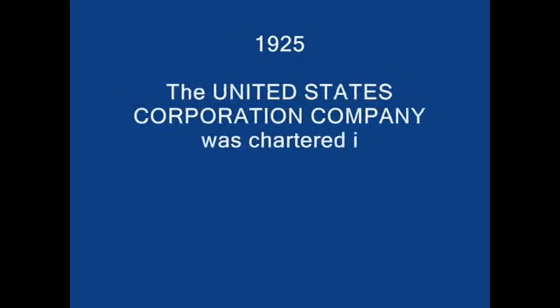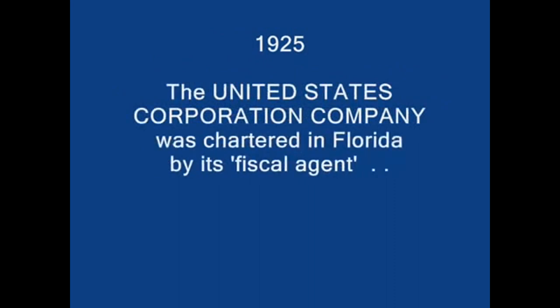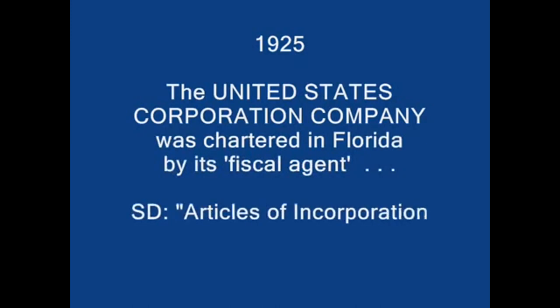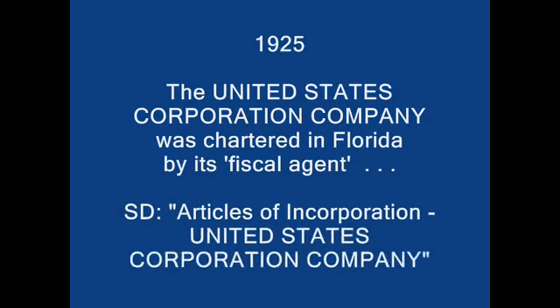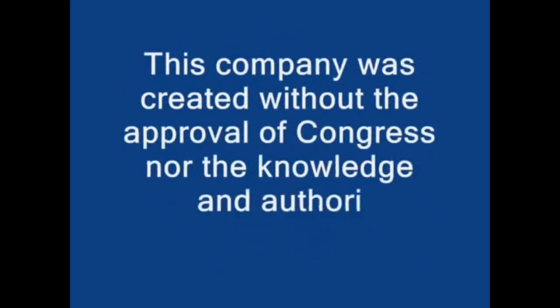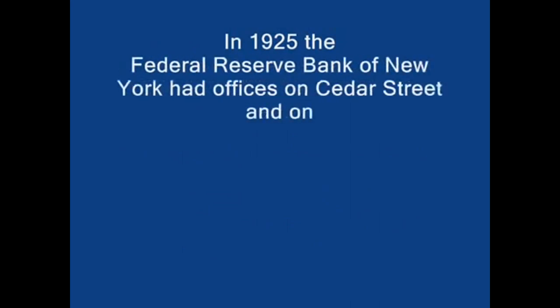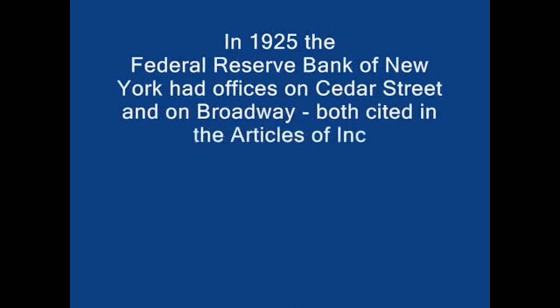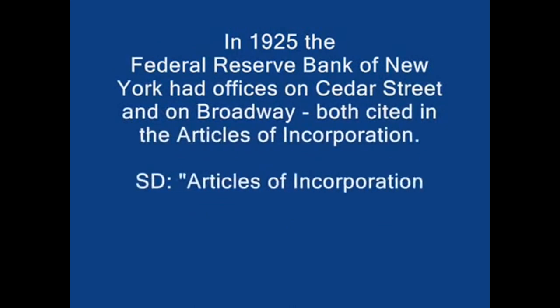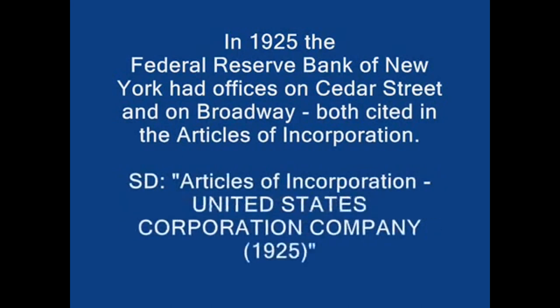1925, the United States Corporation Company was chartered in Florida by its fiscal agent. Source document, Articles of Incorporation, United States Corporation Company, 1925. This company was created without the approval of Congress nor the knowledge and authority of the American people. Note, in 1925, the Federal Reserve Bank of New York had offices on Cedar Street and on Broadway, both cited in the Articles of Incorporation. Source document, Articles of Incorporation, United States Corporation Company, 1925.